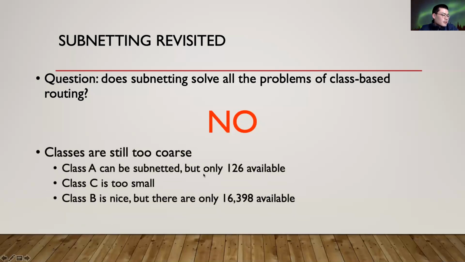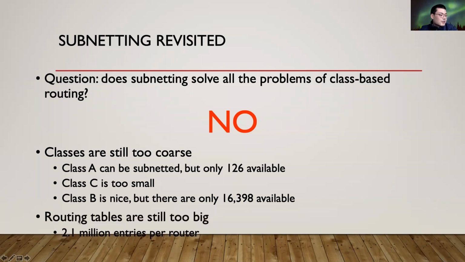So the answer is no, especially if you look at the classes. Class A can be subnetted, but only a few of them, because the first bit is 0. It has to be fixed. Then you have 7 bits, but all 0s and all 1s have to be reserved. Class C is too small, because we only have 256 machines. Class B is a good balance, 2 bytes for the subnet and 2 bytes for the host, but there are only so many. We maybe cannot support all the universities in the world.